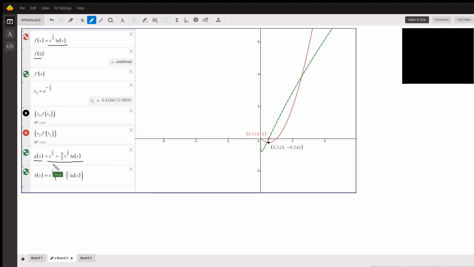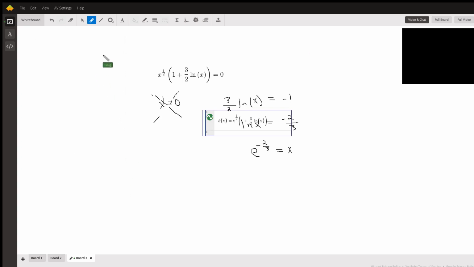Another way to visualize it is that each term contains x to the 1/2. So if you factor out an x to the 1/2, you've got factored form. And now it's fairly simple to solve that equation for x when that derivative equals 0. So here it is set equal to 0. By the zero product property, either this factor has to equal 0 or this factor has to equal 0.